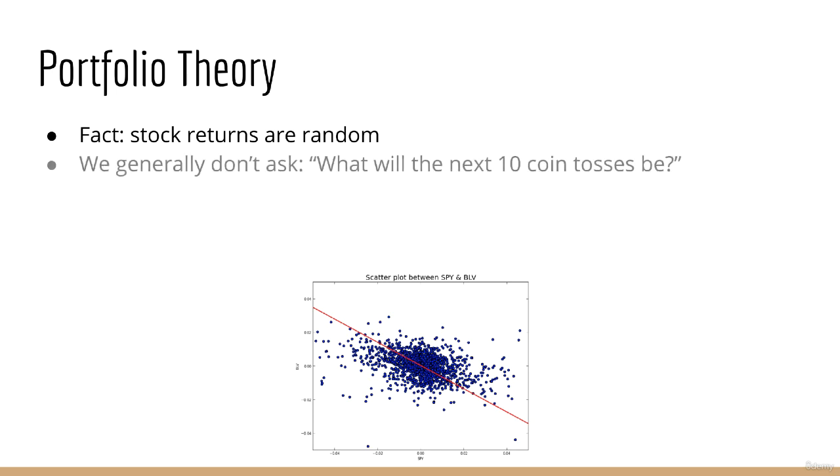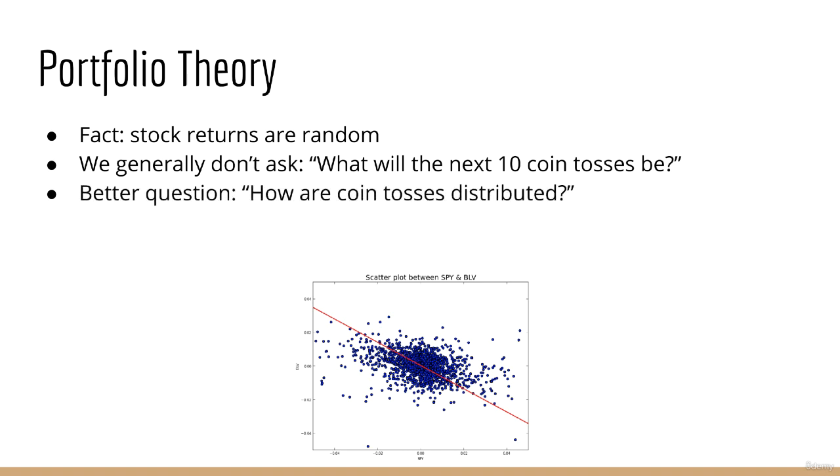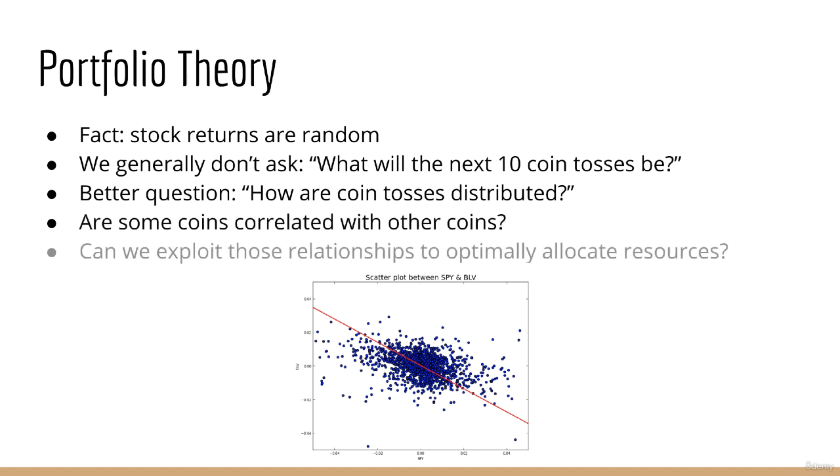We don't ask, what is the result of the next 10 coin tosses going to be? We know intuitively that this is a silly question. A better question to ask is, how are coin tosses distributed? And are some coins correlated with other coins? And can we exploit these relationships in order to optimally allocate our resources? That's what this section is all about.